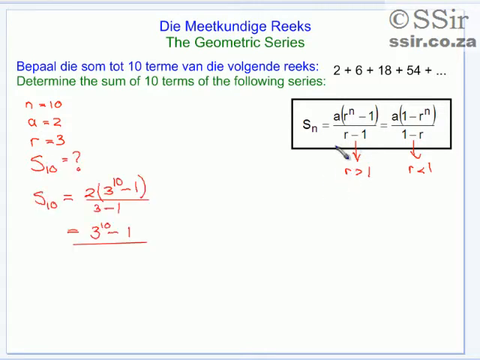We are going to work with the first alternative of the formula. The value of a is 2, r is 3, and we raise it to the power of 10. Subtract 1 and divide it by r minus 1, which is 3 minus 1, 2. The two 2's can cancel out, and I get 3 to the power of 10 minus 1. This is a very large number, and therefore we leave it in this format.